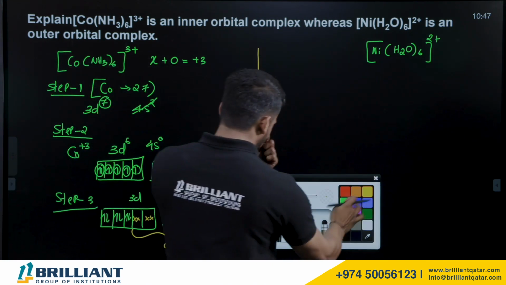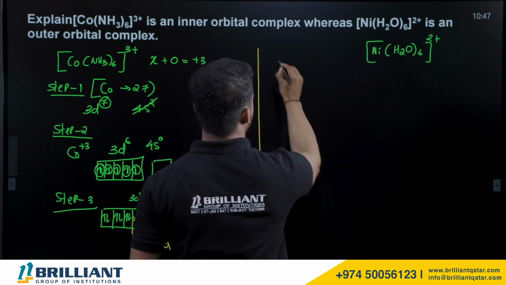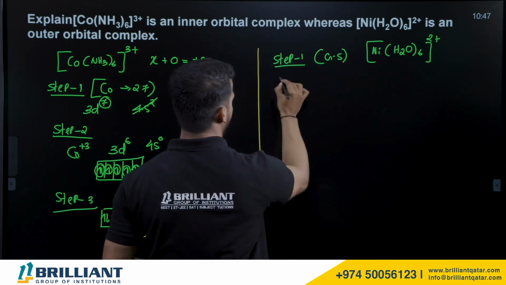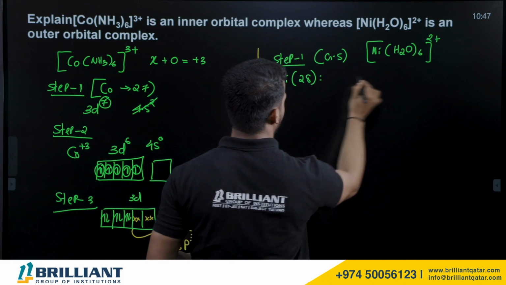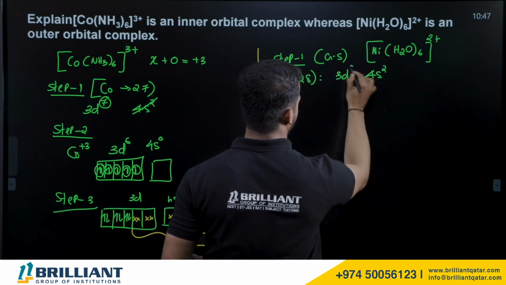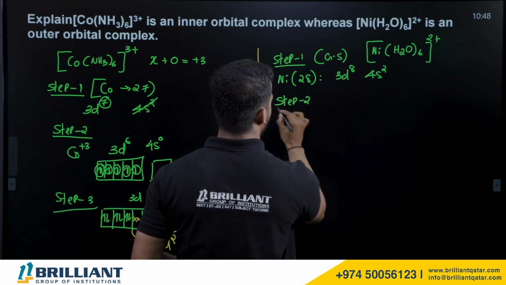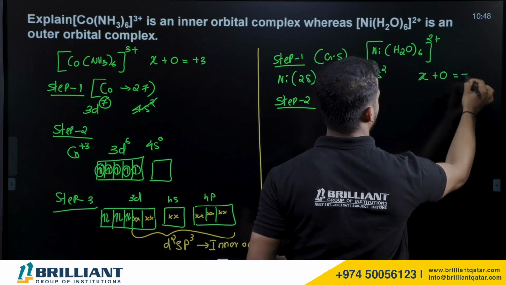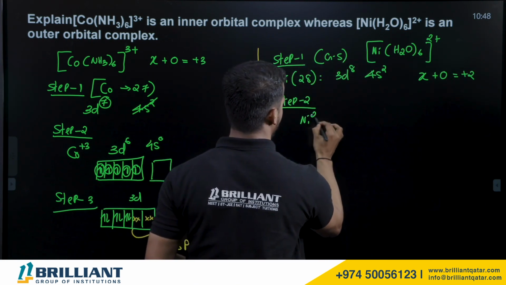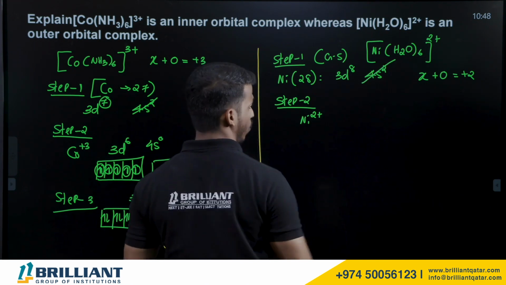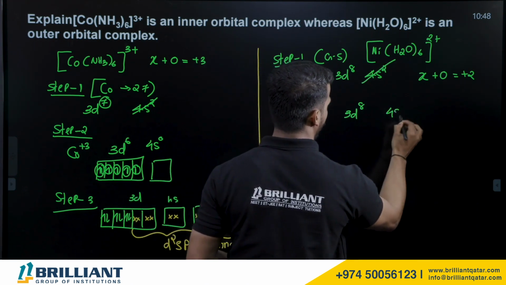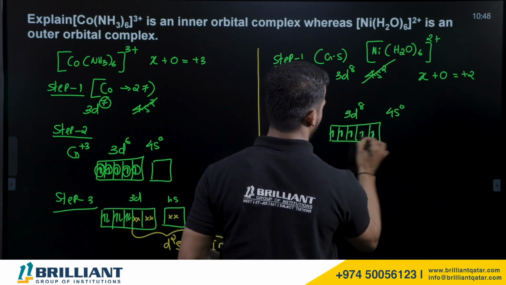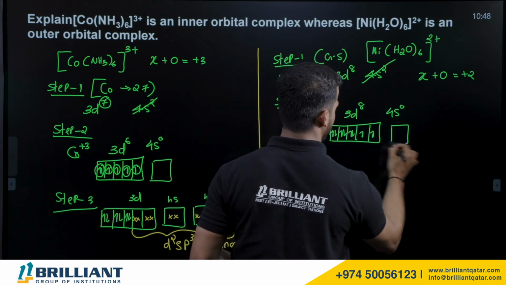Second question. The complex given is nickel H2O. Step number 1. Write the ground state electronic configuration of the metal atom nickel. Nickel atomic number 28. We can write 4s2 3d8. Step number 2, what is the oxidation state of nickel? Nickel X, water is a neutral ligand and overall charge is +2. So nickel is in +2 oxidation state. +2 means you have to remove outermost 2 electrons, remaining 3d8, 4s0. So 3d8 electrons, let me fill like this. 1, 2, 3, 4, 5, 6, 7, 8 and s is 0.